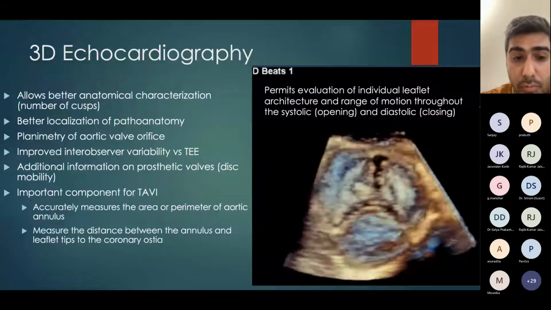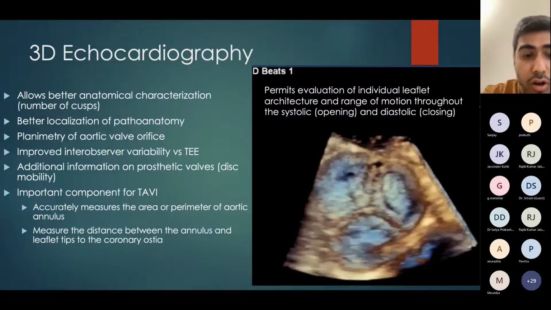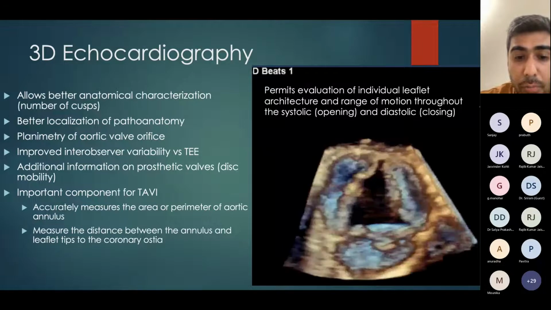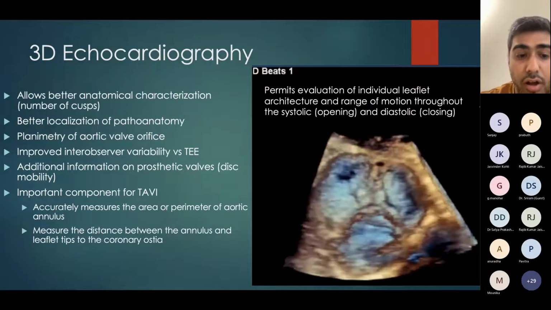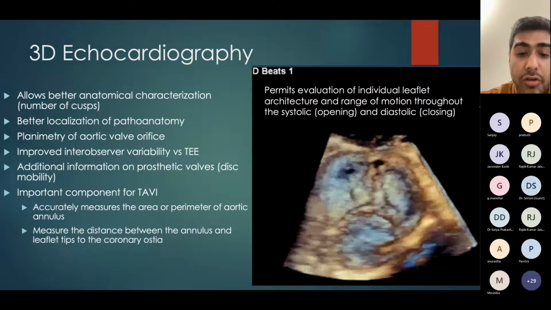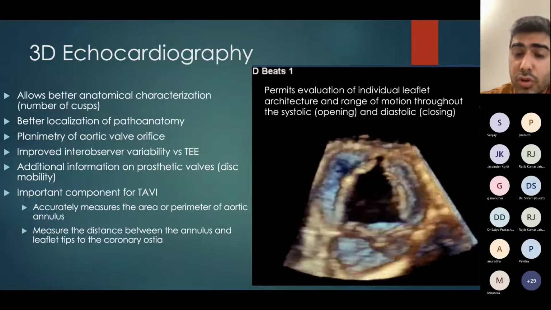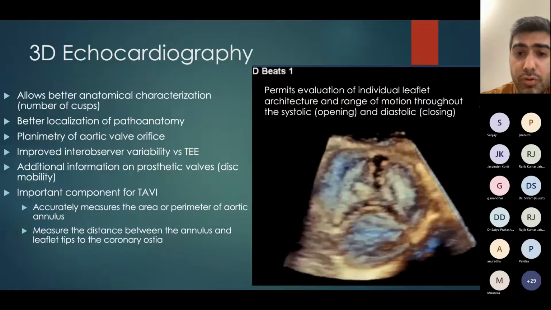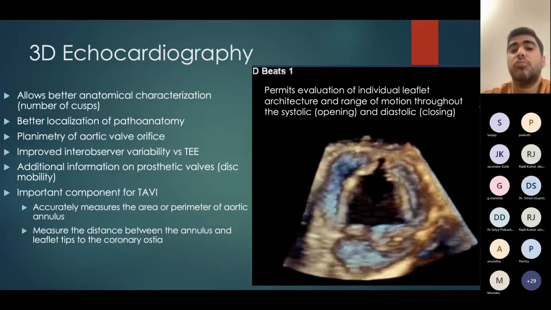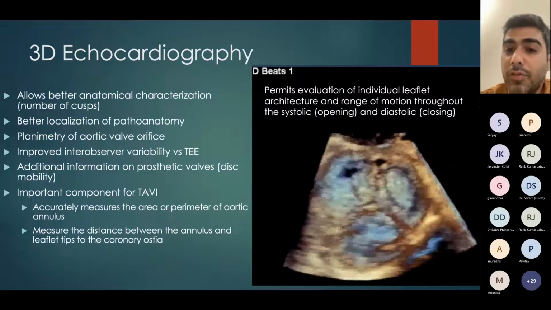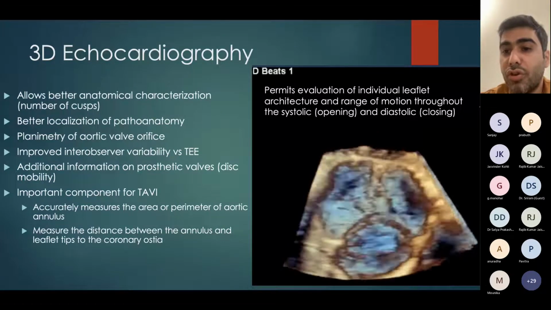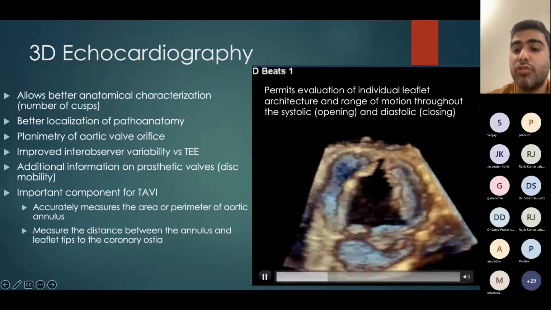It's an important component for TAVI, because it allows accurate measurement of the area or perimeter of the aortic annulus, and it allows measurement of the distance between the aortic annulus and the leaflet tips to the coronary ostia to rule out any coronary ostial occlusion post-TAVI implantation. It also permits evaluation of individual leaflet architecture and range of motion throughout systole and diastole.